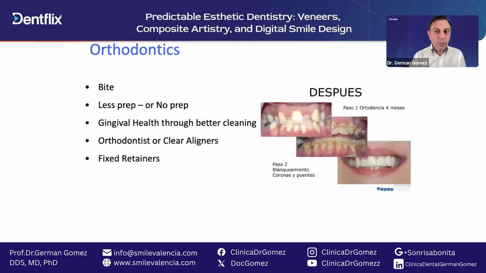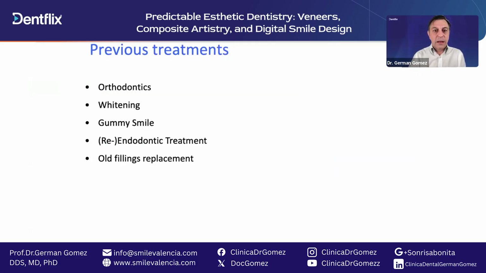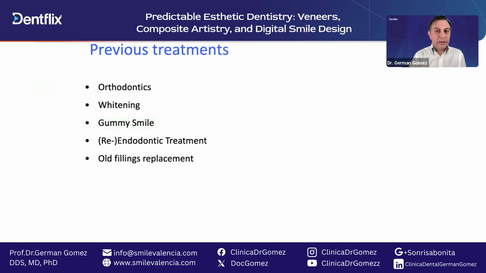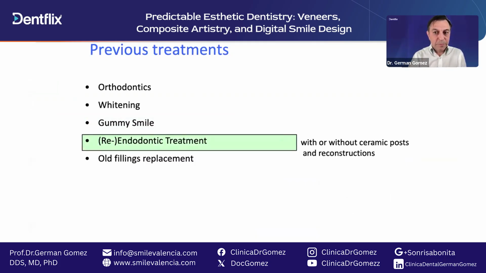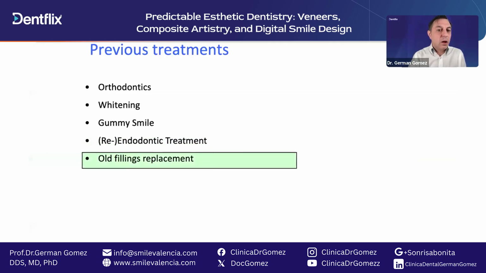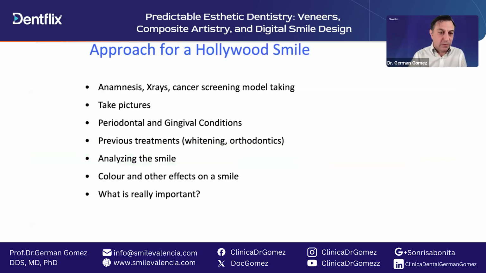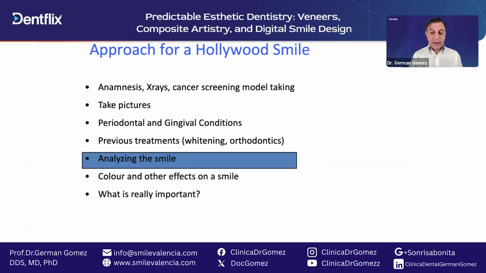So orthodontics, whitening, gummy smiles, we do that with the laser, and re-endodontic treatment with or without ceramic posts and reconstructions, and then we replace old fillings to have a good basis for the new veneers that we want to place, or for the new fillings that we want to do. Then we analyze the smile.